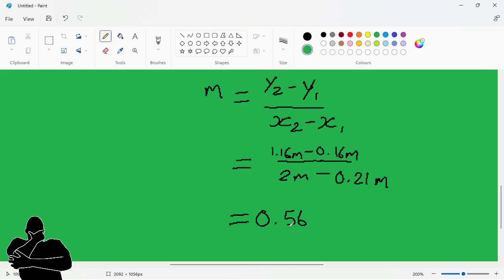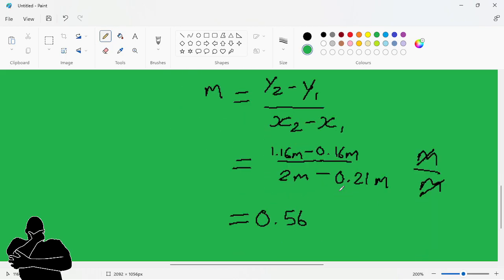0.56. And this does not have any units, because as you can see right here, where you have meters subtracting meters, you would end up with meters here. And then here, when you have meters subtracting meters, you would end up with meters in the denominator as well. Meter up top, meter at the bottom, they cancel out to give 1. Therefore, the gradient does not have any units in this scenario.